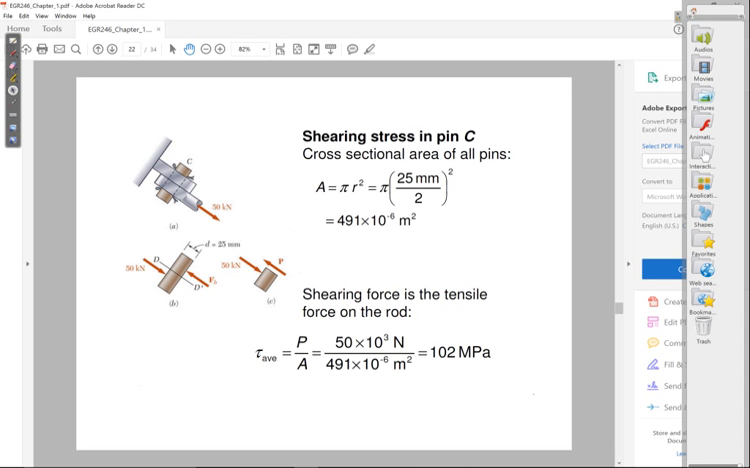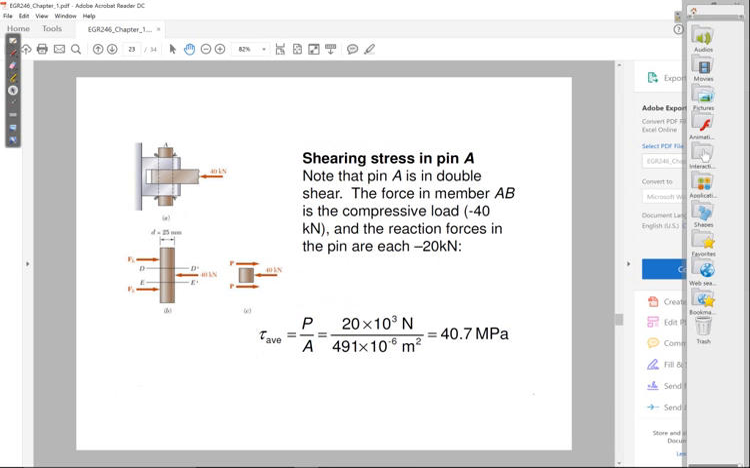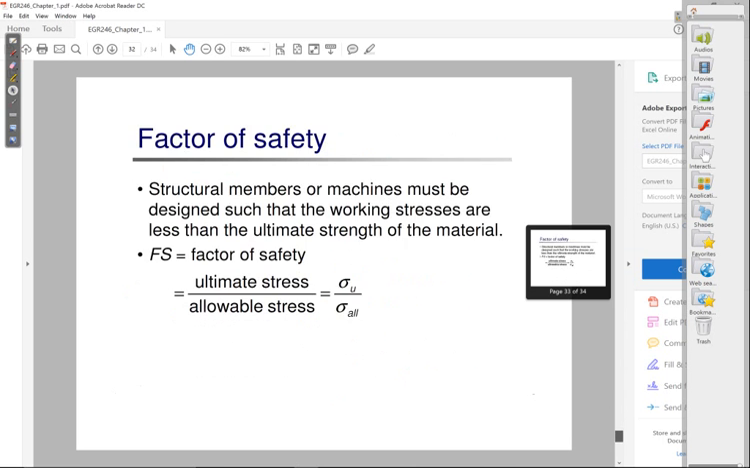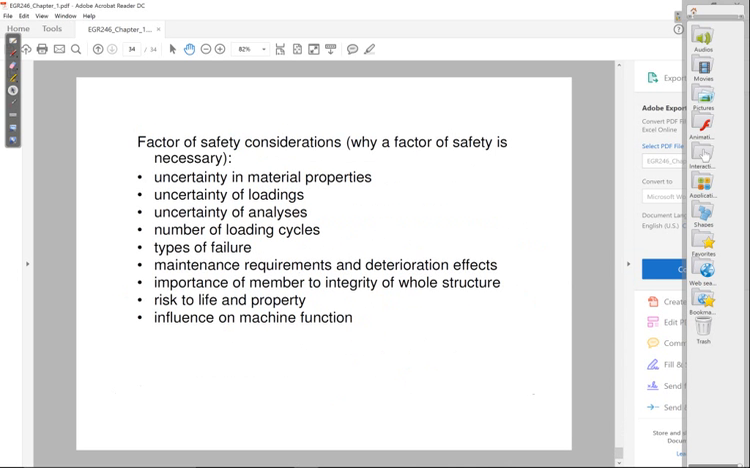All right, so I will go ahead and end this lecture right here, okay. We will pick it up next time with chapter 2 in the textbook and continue our discussion of normal stresses and shear stresses, okay.